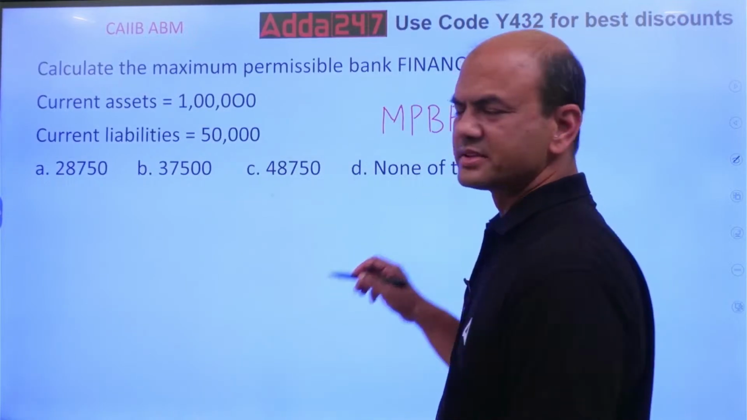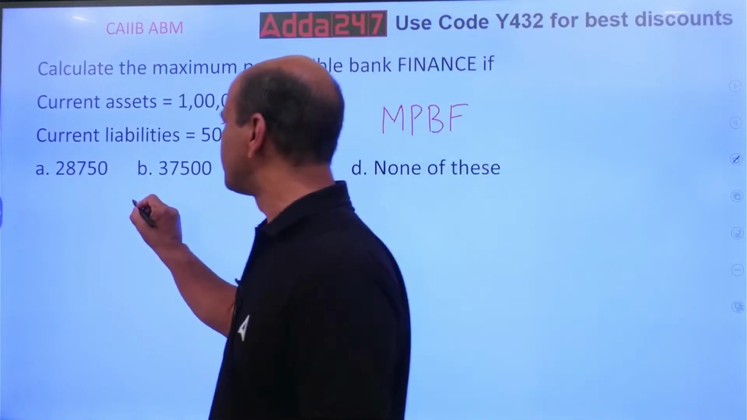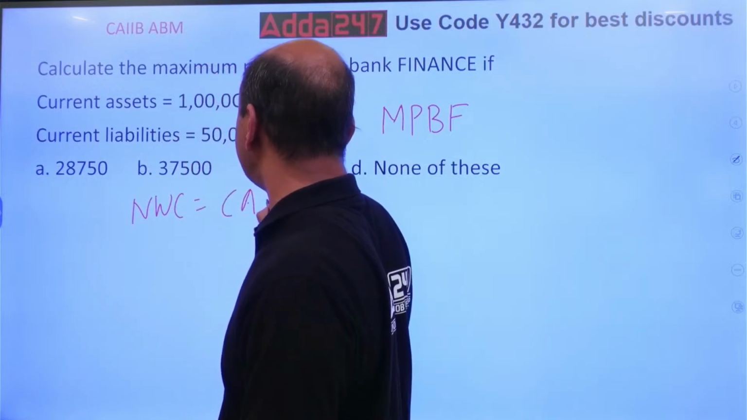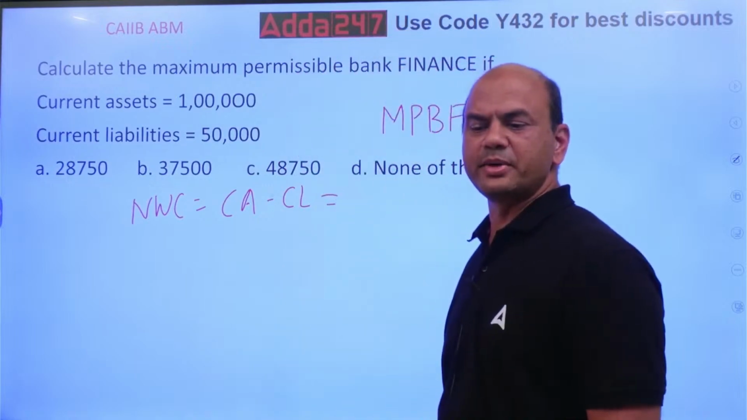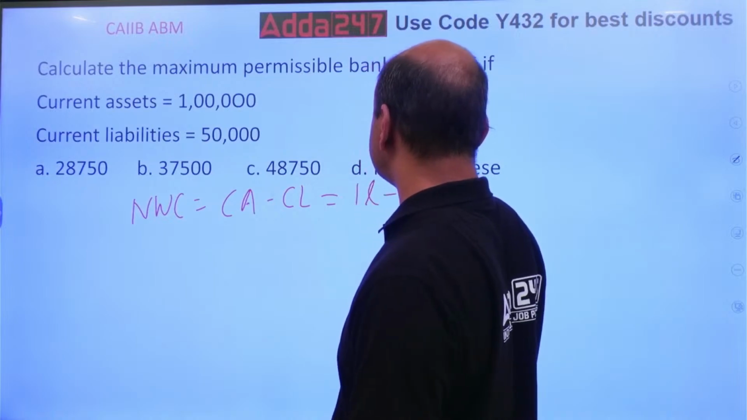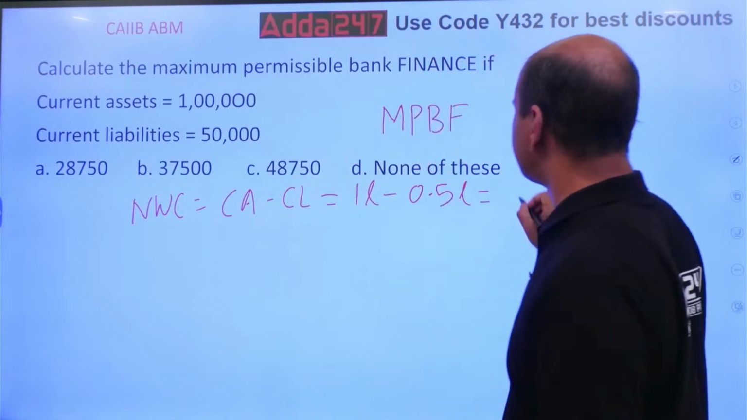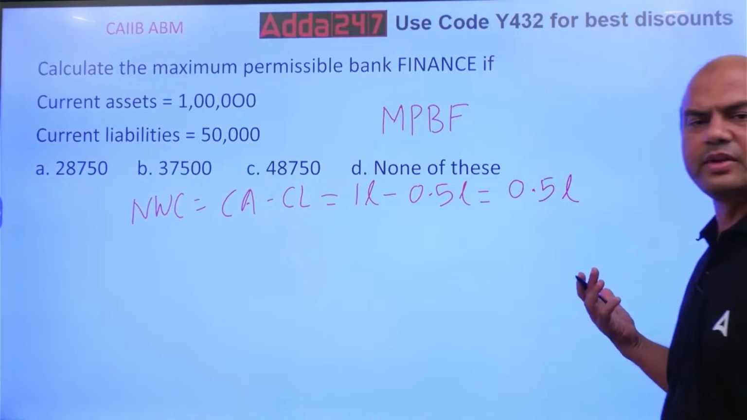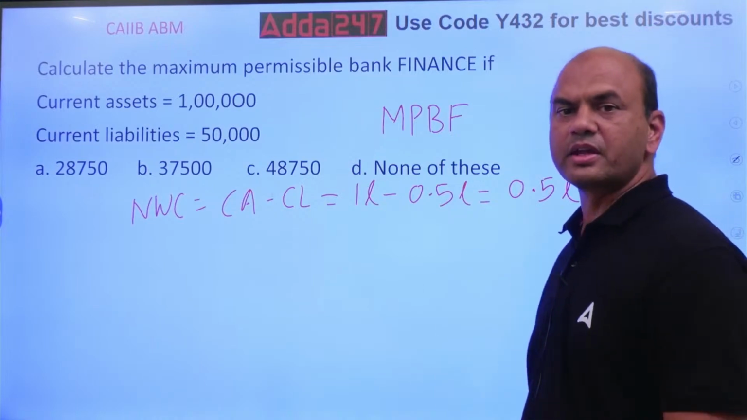First, find out the working capital gap, NWC. NWC equals current assets minus current liabilities. Current assets are 1 lakh minus 50,000, which is 0.5 lakhs. So my NWC is 0.5 lakhs, or you can write it 50,000. This is my NWC, the net working capital gap.